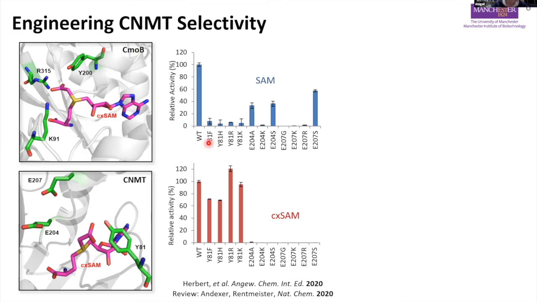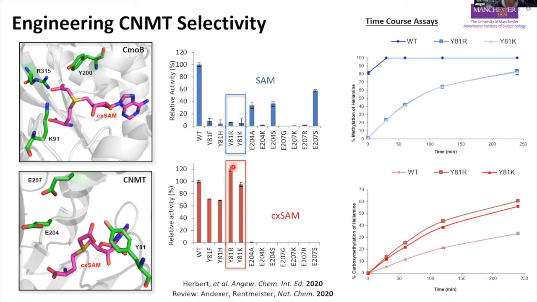We found that in particular, these Y81 residue mutations gave us significantly decreased activity with SAM and increased activity with carboxy-SAM, with the Y81R mutant being the best. You see this a little better in these time course assays. After 1 minute of reactivity, the wild type has almost completely finished its reaction, whereas with the mutant and SAM, we get less than 1%. After an hour, we see a 60% drop in activity with the mutants compared to the wild type, and an increase of 15% with carboxy-SAM.